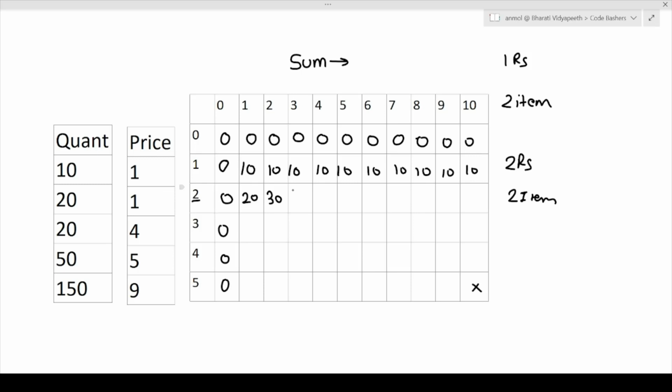Now again, 3 rupees we have at this cell, 3 rupees are available to us and 2 items are available to us. So what will we be buying? We will be buying both the items, because we have 3 rupees and only 2 rupees to spend till now. Okay, so therefore 30 here. So similarly 30 will also come in all of these remaining cells.